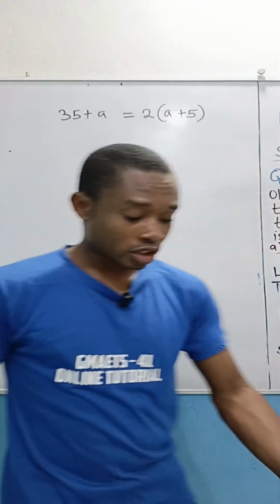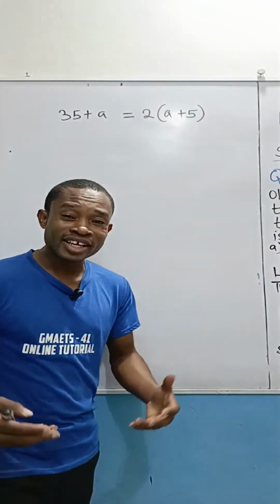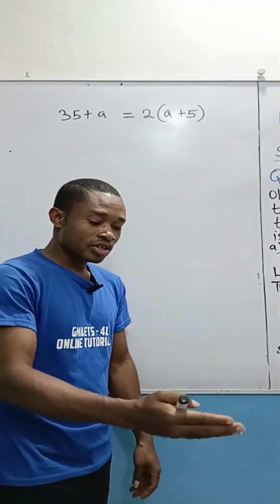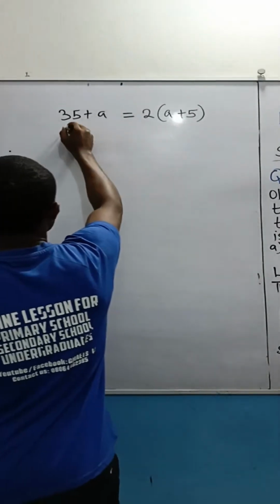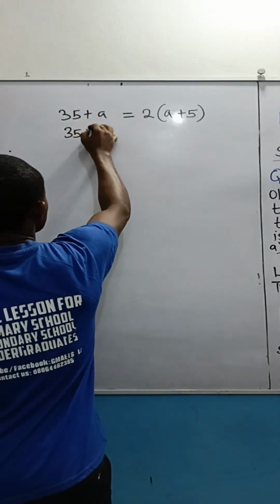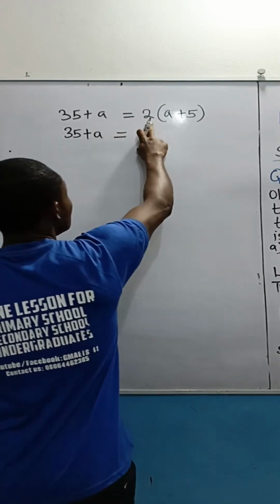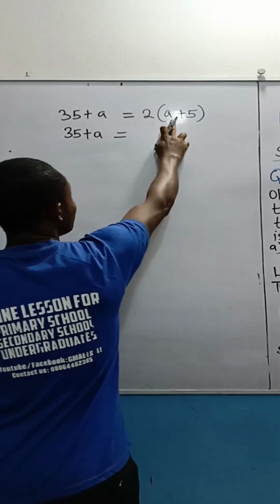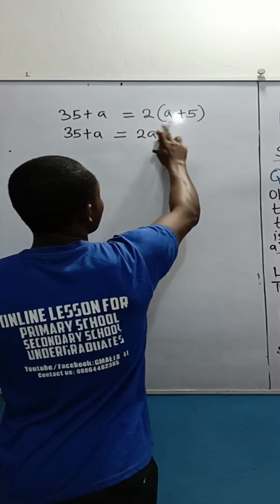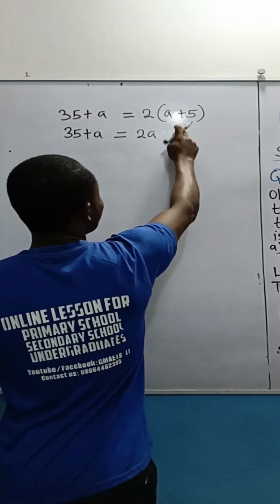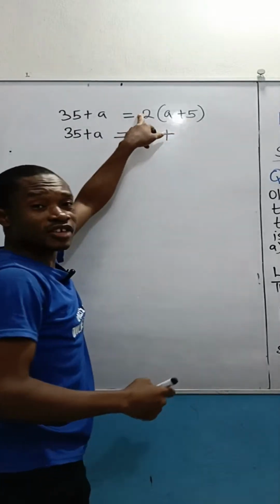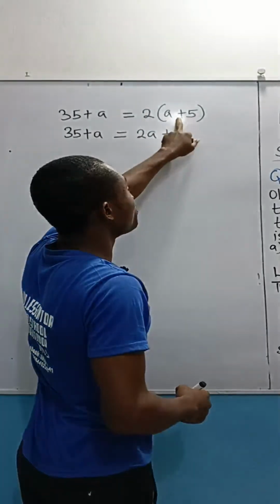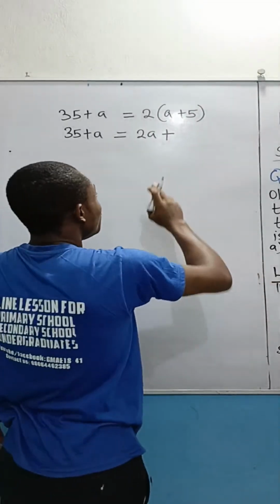Good. No questions so far yet. So I want to believe you friends understand what I am solving so far. Let us open the brackets. The right hand side will still remain 35 plus a equal to, then we open this bracket, 2 times a, we give you 2a. Then 2 times 5, you have to bring down this plus, because the number opening this bracket is a positive number. All the signs in the bracket will remain the same, they will not change.